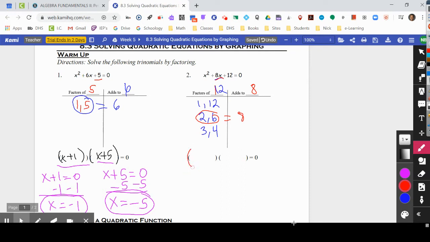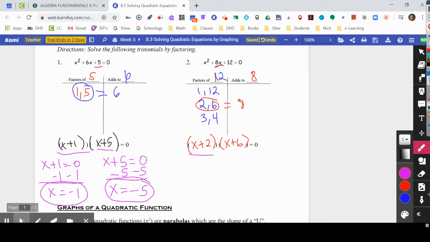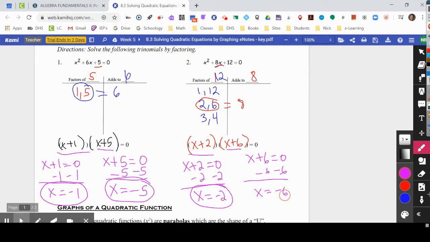Now I'm ready to factor this. So we get (x plus 2) times (x plus 6) is equal to 0. Now that I've factored this, I'm ready to solve these two equations. Again, I set each of these factors equal to 0 and solve. So x plus 2 equals 0, I subtract 2 from both sides, and get x is equal to -2. I do the same thing with x plus 6: set it equal to 0, subtract 6 from both sides, and I get x is equal to -6. So those are my two solutions for warm-up 2.